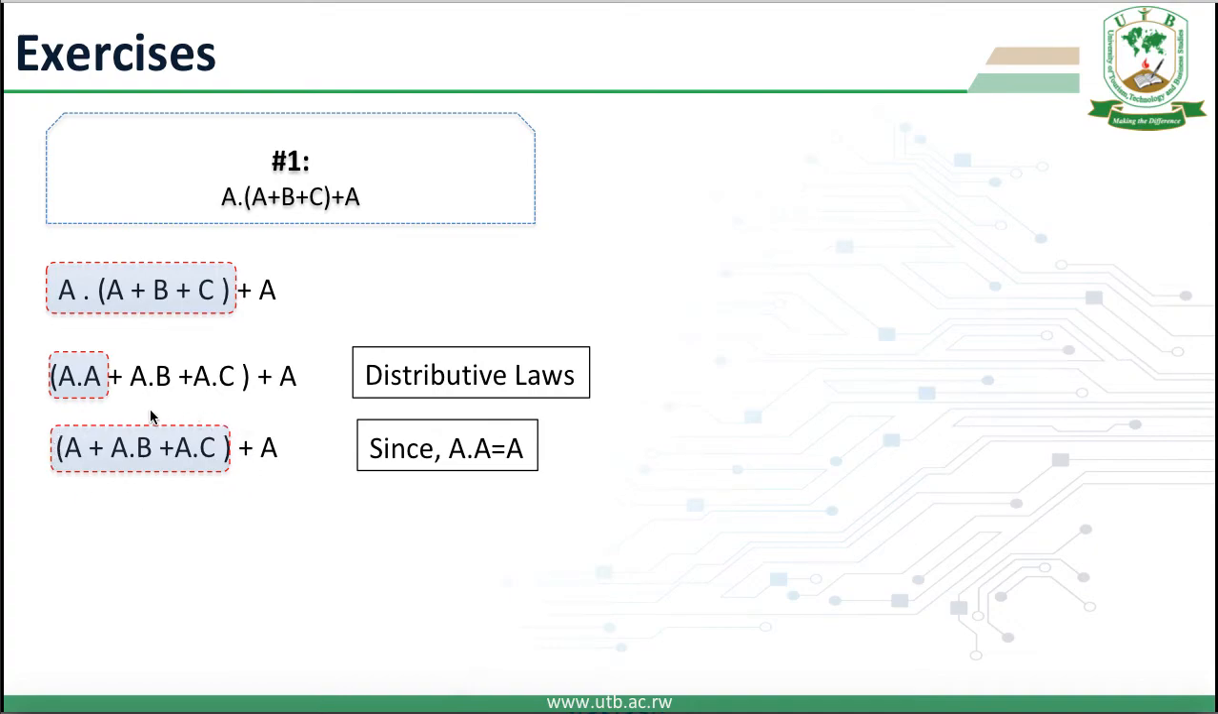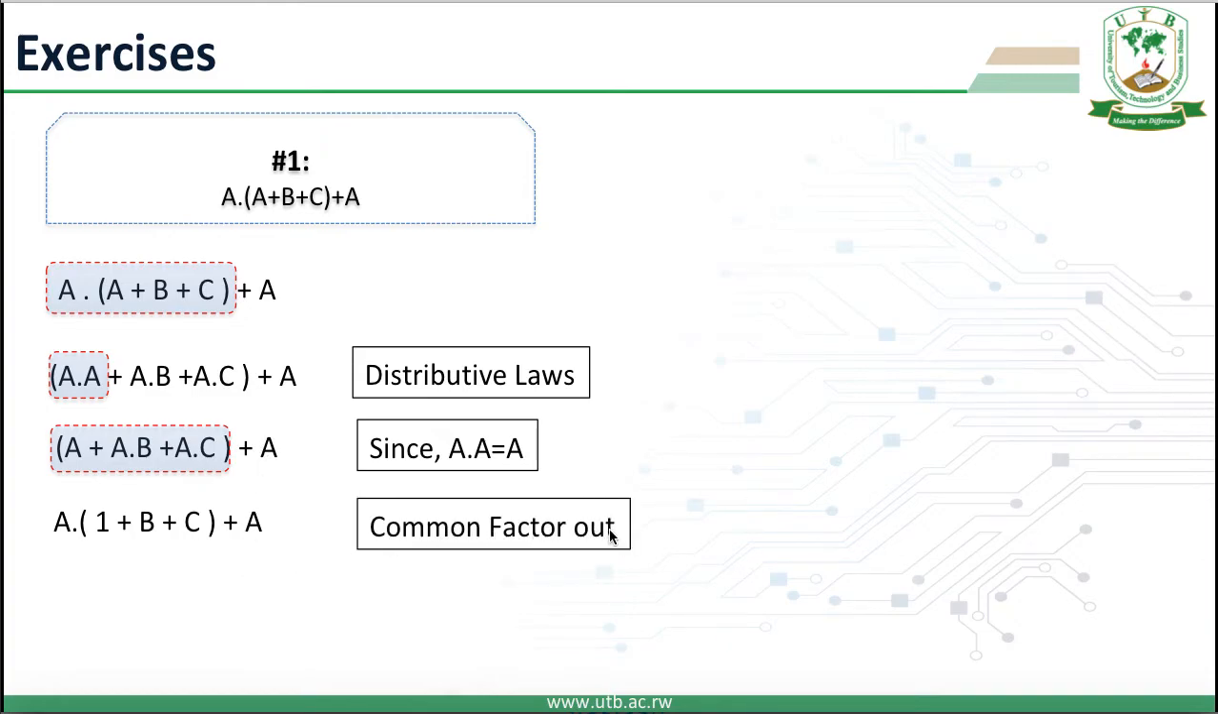I am going to apply the distributive law, common factor out. Because a is here, a is here, a is here, I can take a out. So a times 1, because the a alone is 1, plus b plus c, plus a. So because of common factor out, it is also known as a distributive law, because we are distributing. Now I am going to target this one, a times (1 plus b plus c). So I target the 1 plus b plus c.